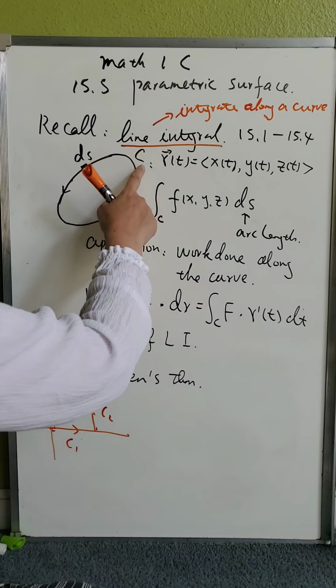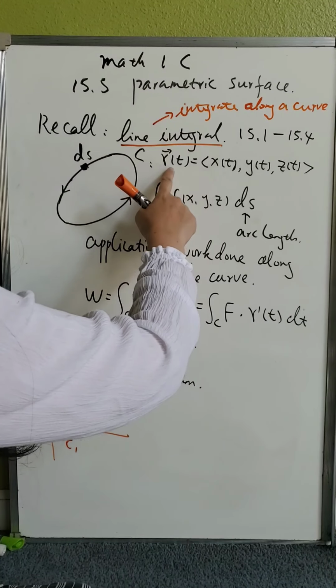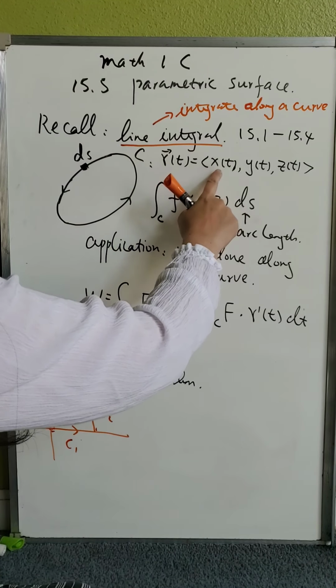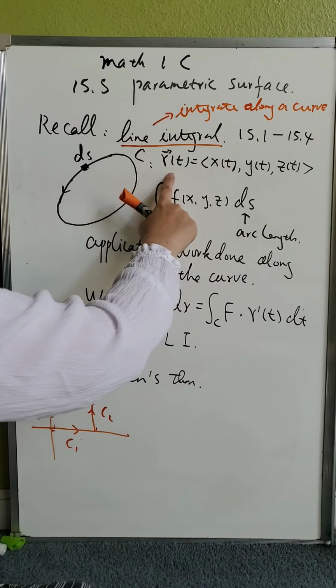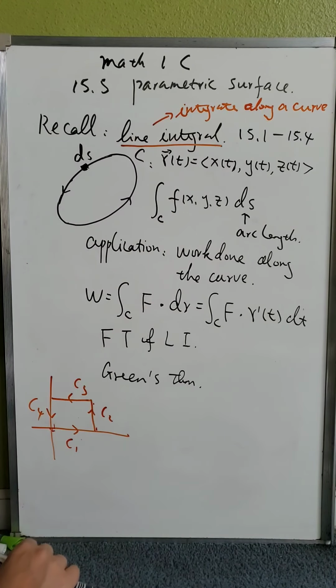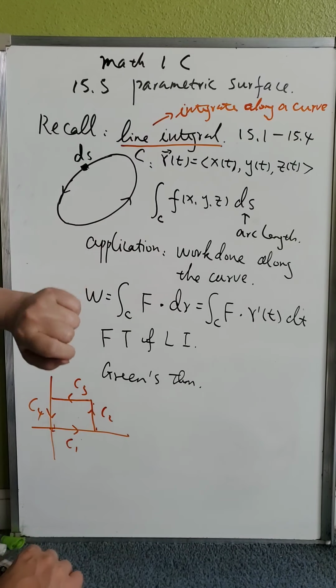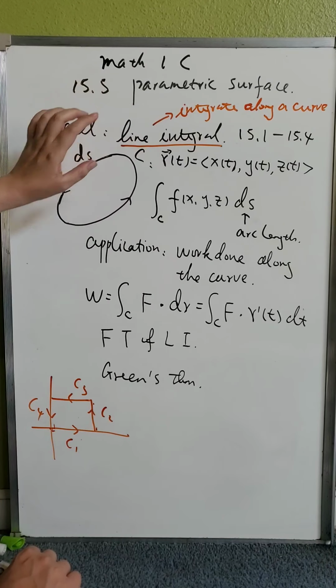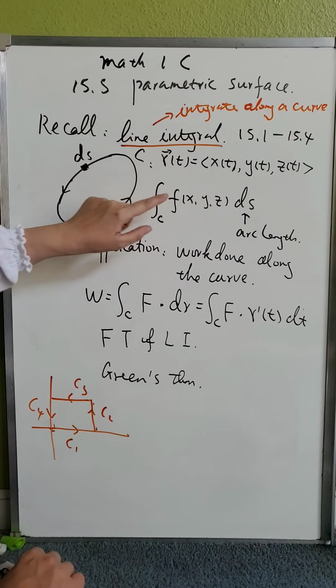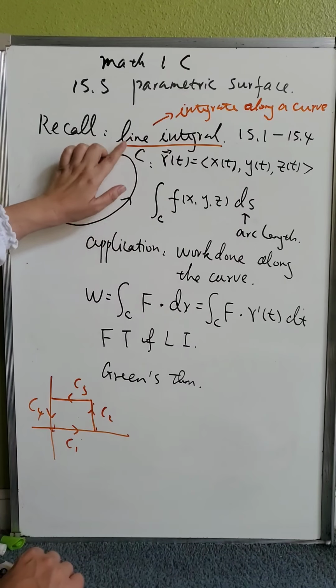And then this curve is represented by a parametric equation. This is a parametric equation, okay? x(t), y(t), and z(t) make up r(t). So when we do surface integral later on, we also need a parametric equation. So that's what we do in 15.5. We learn how to parameterize a surface. These integrals parameterize this curve, okay?